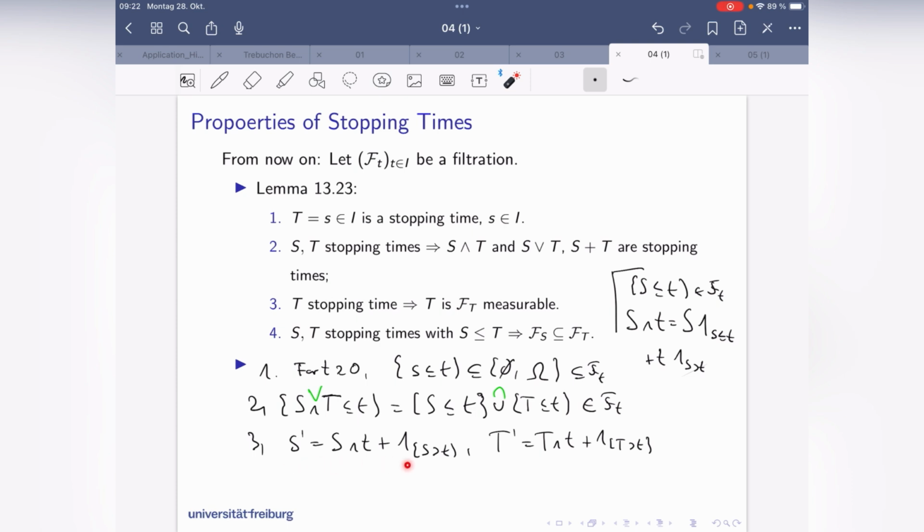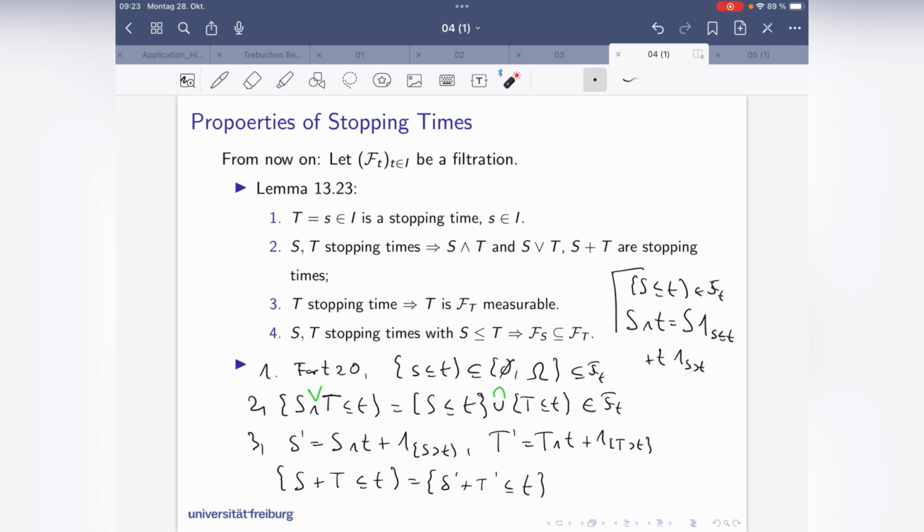So all these are now Ft measurable. And the point is that I can write: when is S plus T smaller or equal than t, that's the same as saying S prime plus T prime smaller or equal than t. Why is that? So if the sum of these is smaller or equal than t, then both of them have to be smaller or equal than t. Which means, well, I only have to focus on this here.